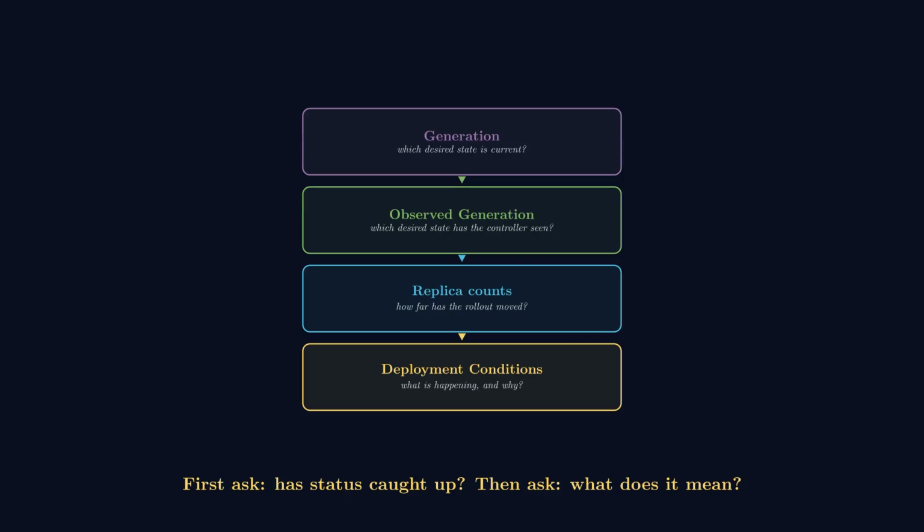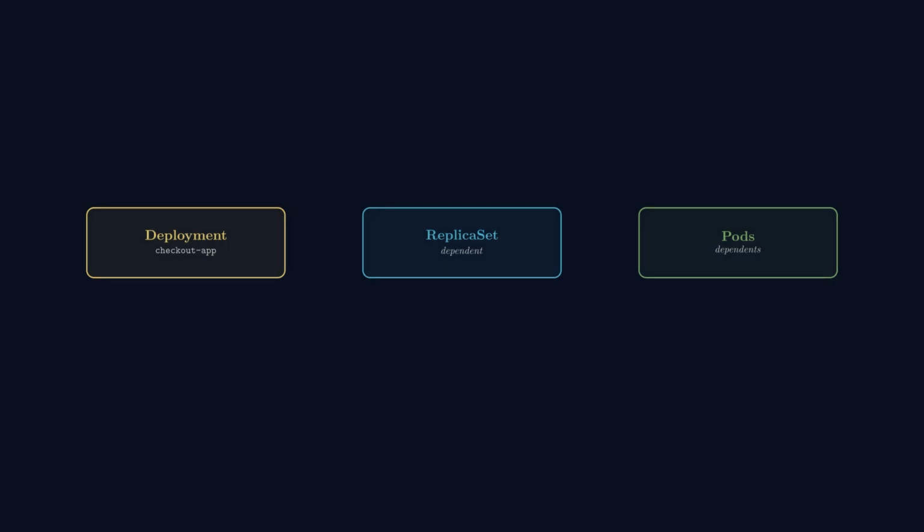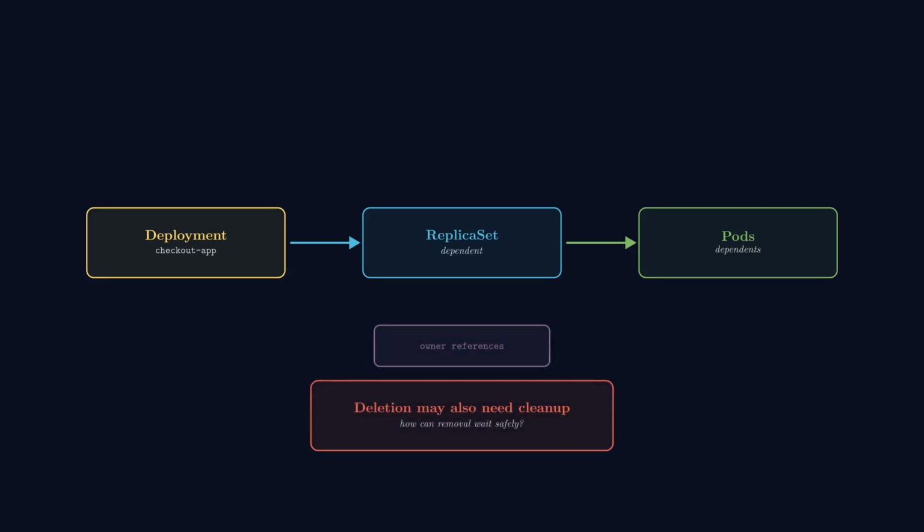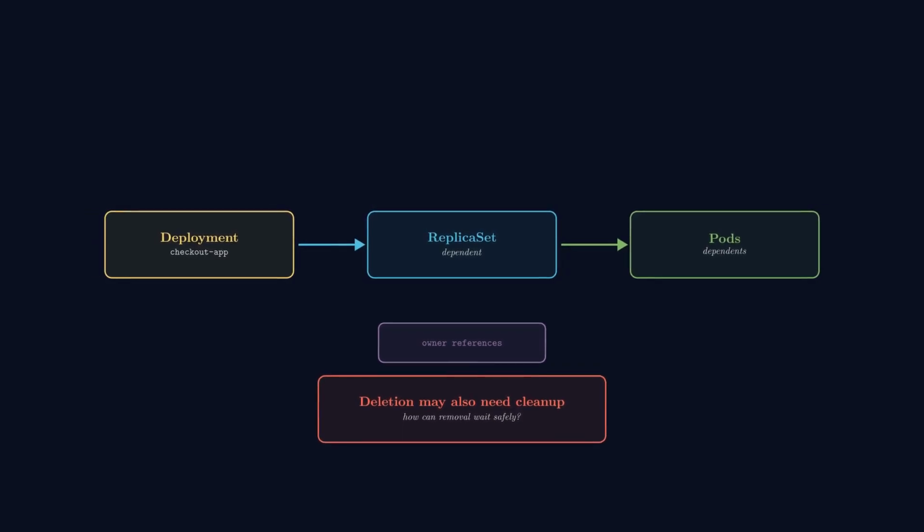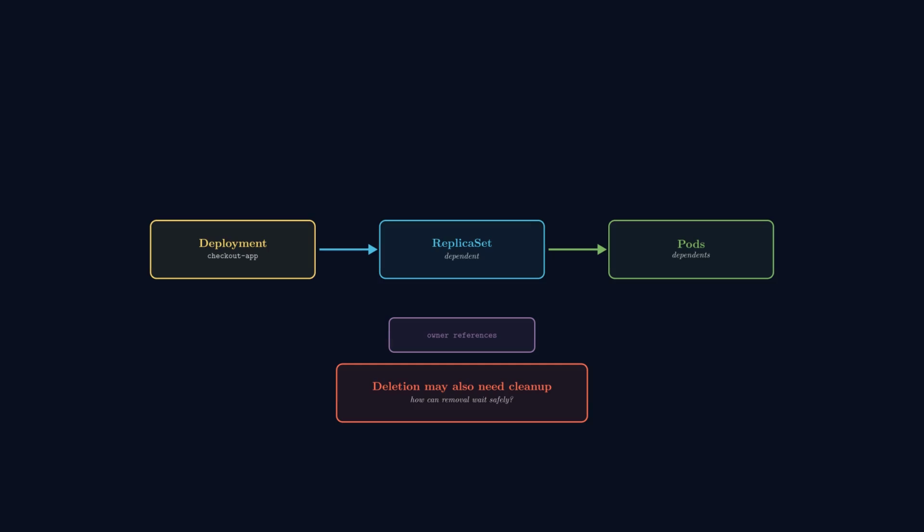Now suppose the user deletes the checkout app deployment itself. That deployment has replica sets, and those replica sets have pods. How does Kubernetes know that these dependent objects can be cleaned up when their owner disappears? And more generally, what if an object must wait for some cleanup to finish before Kubernetes is allowed to remove it completely? In the next episode, we will follow that deletion path. We will see how owner references connect owners to dependents, how garbage collection removes Kubernetes dependents, and how finalizers can hold deletion open until required cleanup has finished.